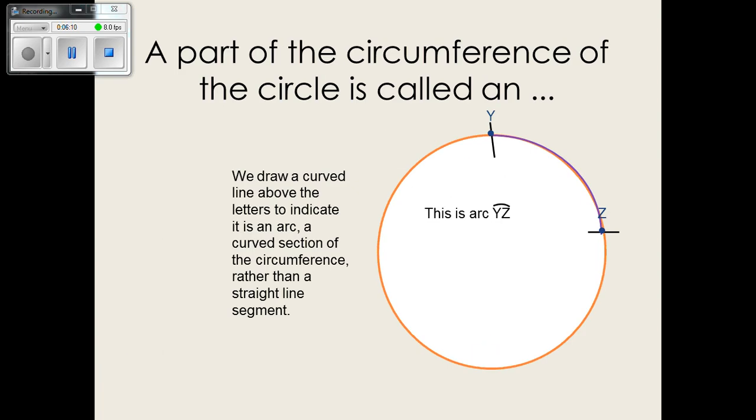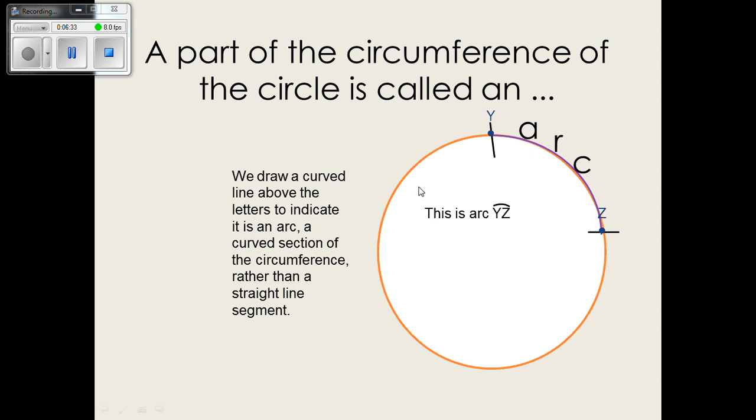Now, the part of the circumference. If we took a piece of this outer edge, so that orange string that goes all the way around, if we snipped it here at point Y and we snipped it here at point Z, what we would be measuring is called an arc.